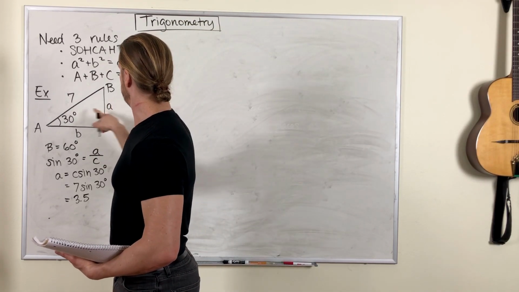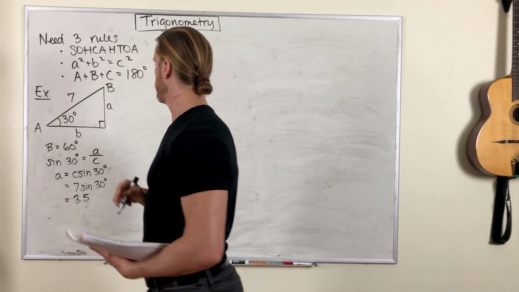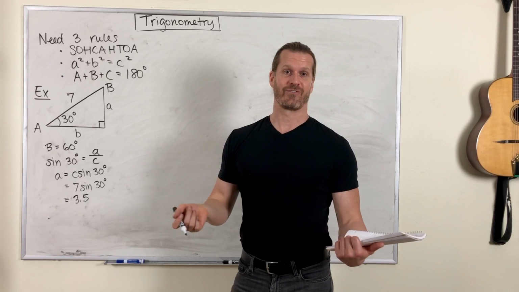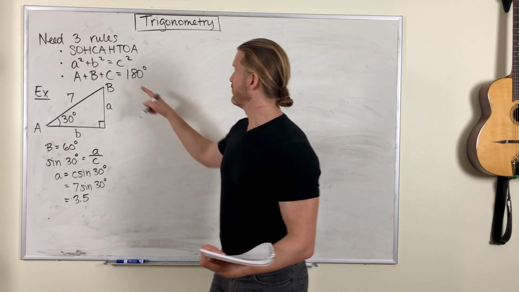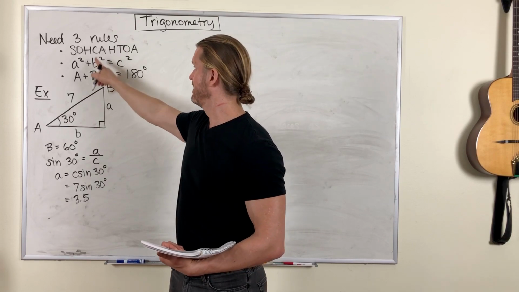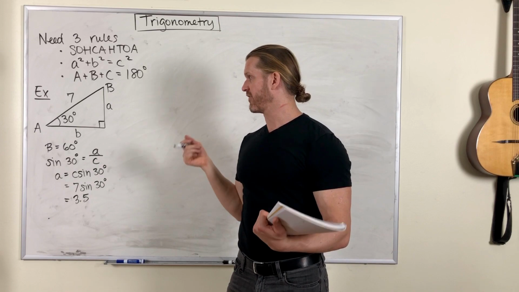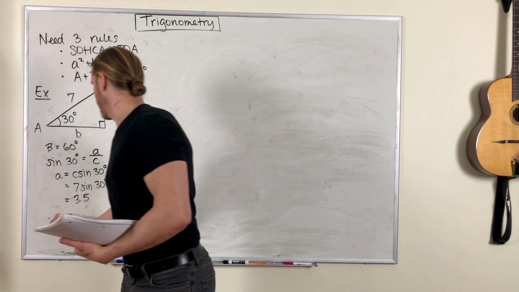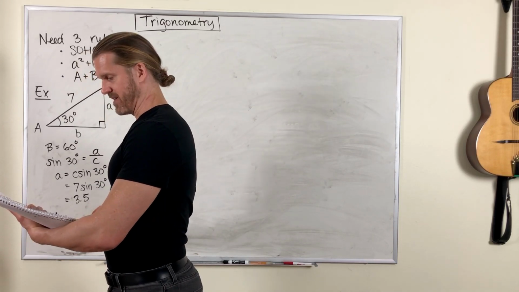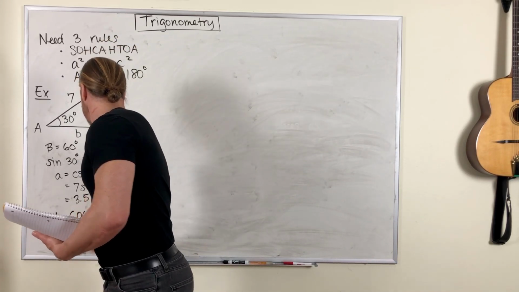So we've got sides A and C. We know all angles A, B, and C. So to figure out side B, you actually have several ways you could do it. You could either use your Pythagorean theorem to solve for B. You could use another trig identity to solve for B. It's up to you. So try it one of those ways, and you should find that side B equals 6.06.